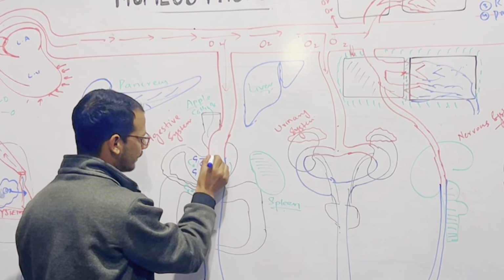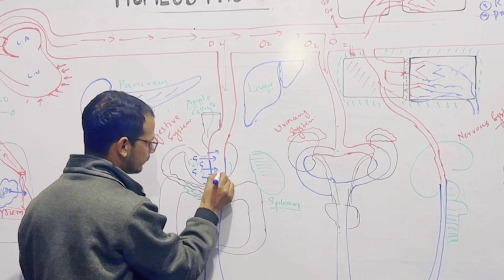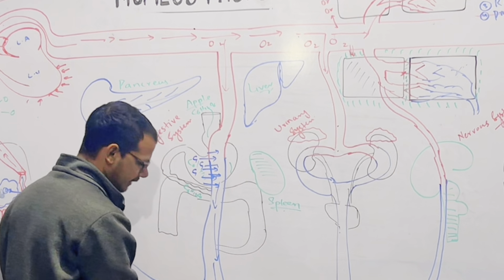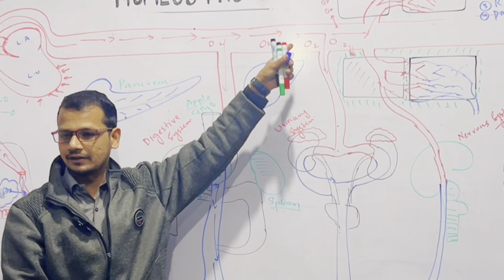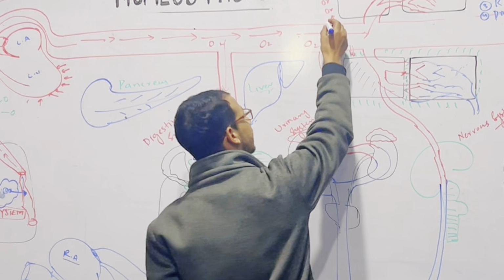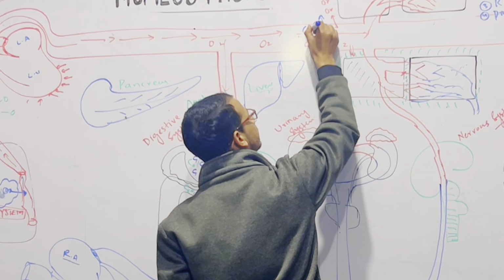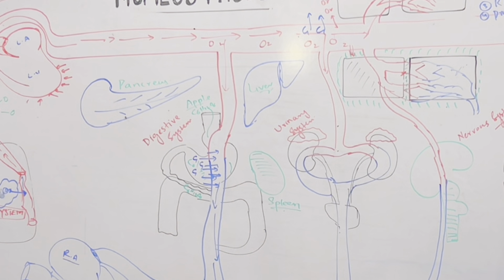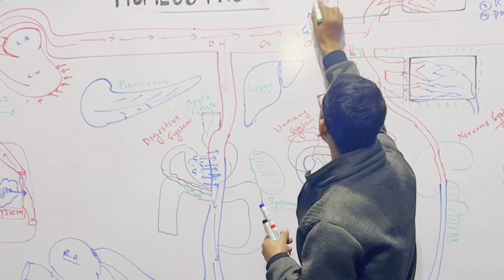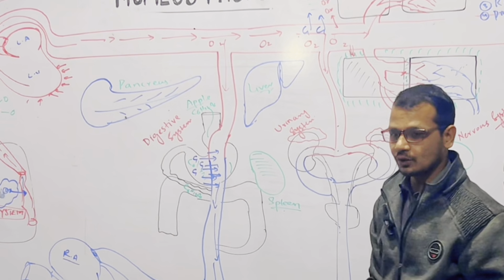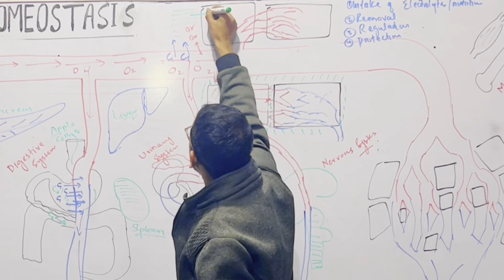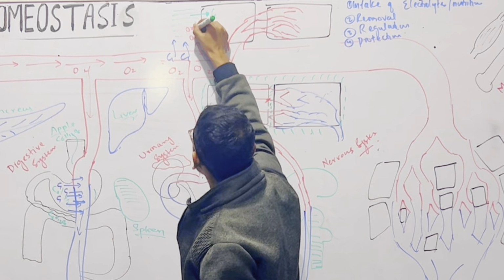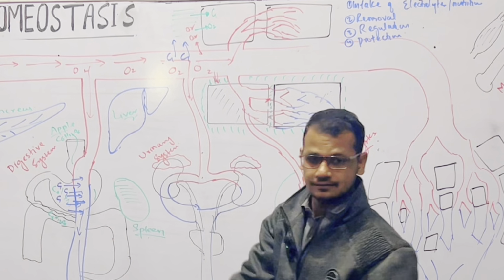The glucose goes to the blood. For example, these are glucose, and along with carbon dioxide, the glucose is also traveling with plasma. So the extracellular environment gets glucose from the blood. This is extracellular fluid, which now has oxygen and glucose. From here, the cell gets glucose and it also gets oxygen.